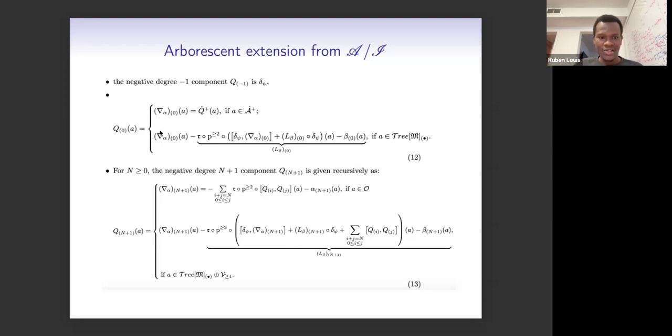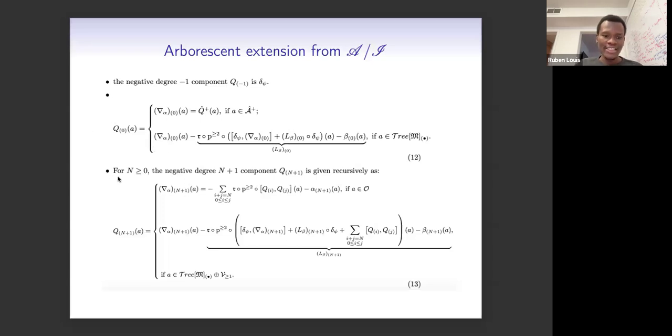Okay, where we already know the nabla alpha 0 given in the first part, right? And then this tau here and P, the projection, this composition here, is an operation we have on the tree. Don't worry about that. This is a very explicit thing. And then all the terms here, we already computed them in the previous step. Okay, and this gives you this Q0 applied to something in A in general.